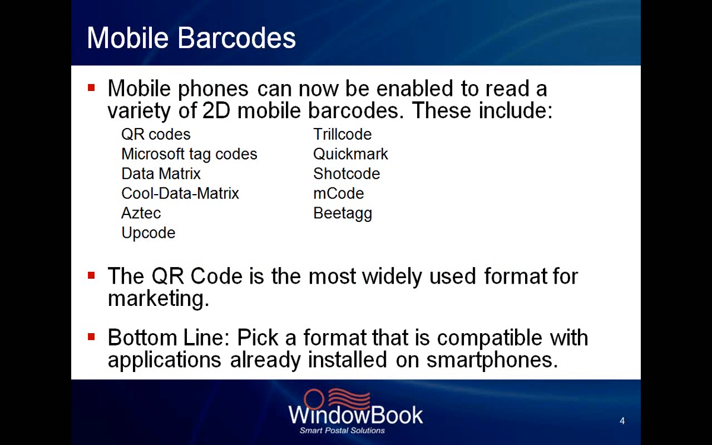Mobile barcodes. I'm sure everybody knows by now that a mobile phone can be enabled to read a variety of what are called two-dimensional mobile barcodes. These include the most popular one, which is the QR code. Microsoft has something called a tag code. And there are other things like a data matrix, a cool data matrix, a trill code, a shot code, and an M code, amongst some of the others. As I said, the QR code is by far the most widely used format, particularly for marketing. What you want to make sure is that you pick a format that is going to be compatible with applications already installed on the smartphones out there.